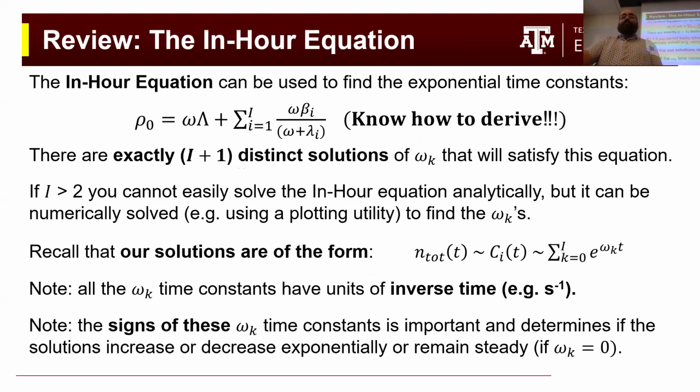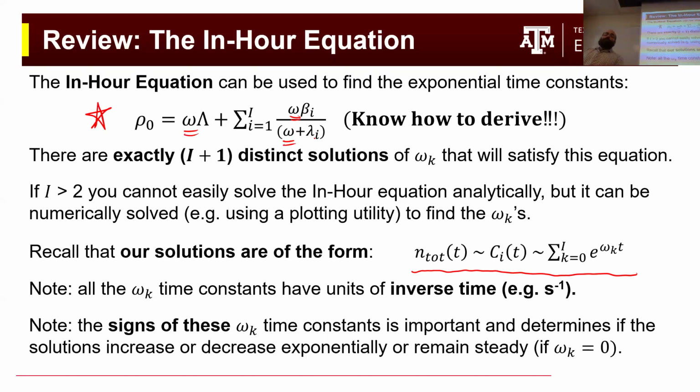So we were just saying that the n total and the Ci are the solutions to the n-hour equation. They look like a sum of exponentials, and these exponentials have time constants. And so to find the solution, we have to find the time constants. The way that we find the time constants is through the n-hour equation, which is the equation that we can solve to get these time constants.